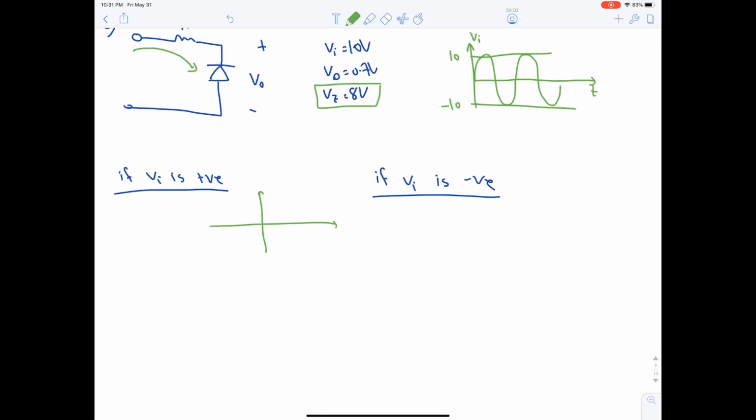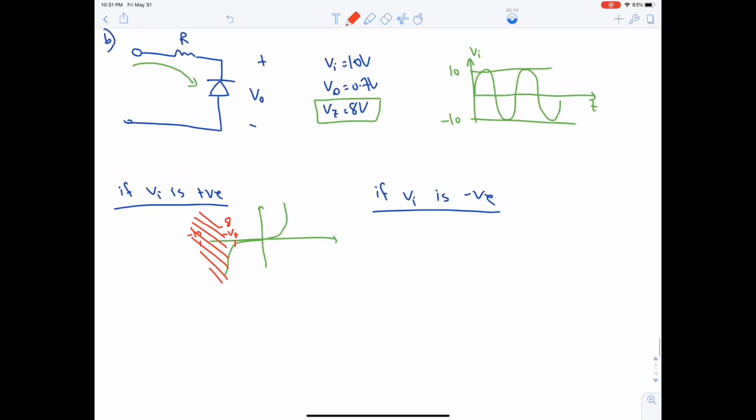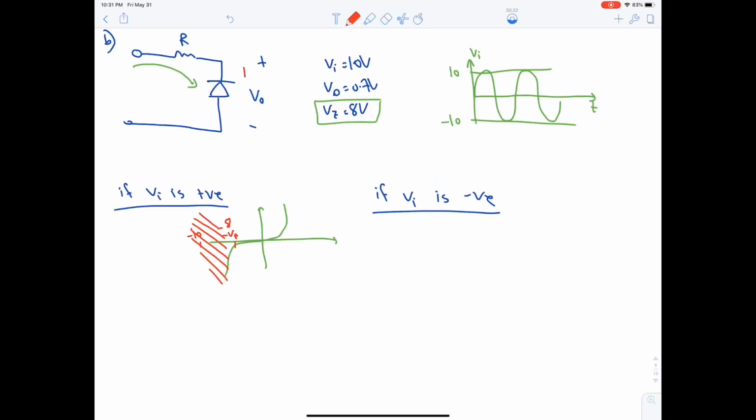Okay, so this is the IV characteristic. This is minus Vz, which is minus 8. Vi is minus 10 in the reverse direction, so it's actually breakdown. If we are in the breakdown, then the diode will be converted to a Zener, in the same direction as the diode. It will be like this. So this is the positive terminal and the negative terminal of the Zener.